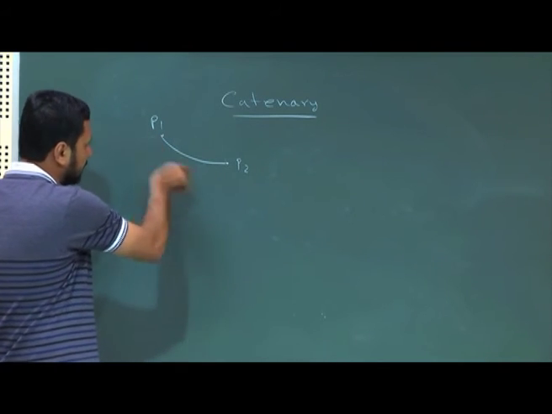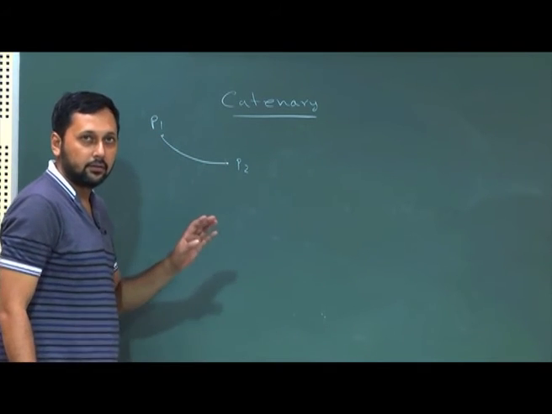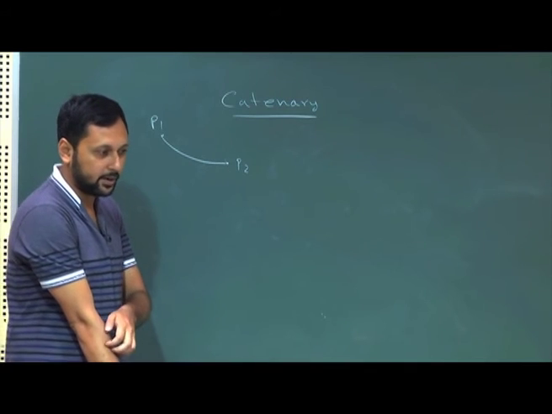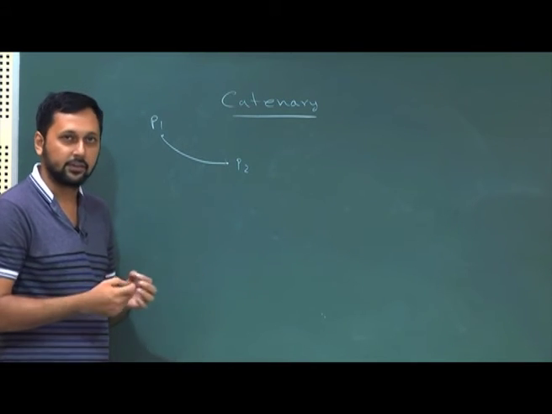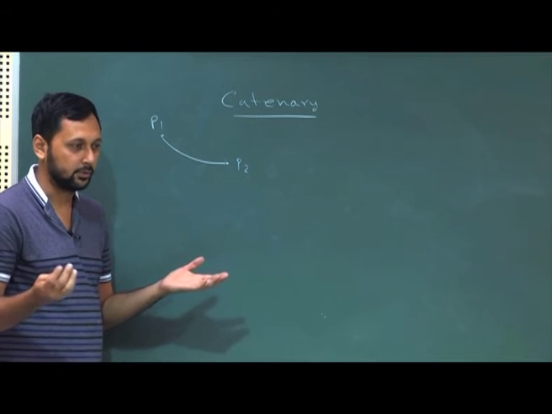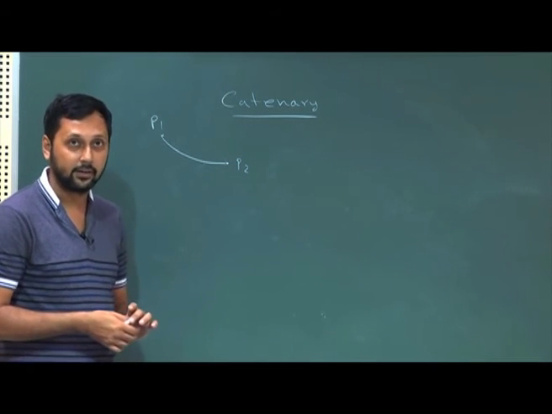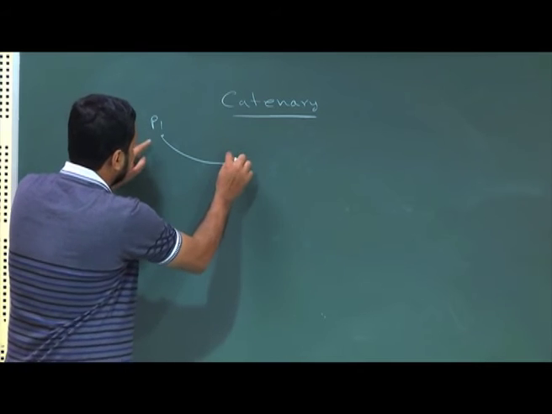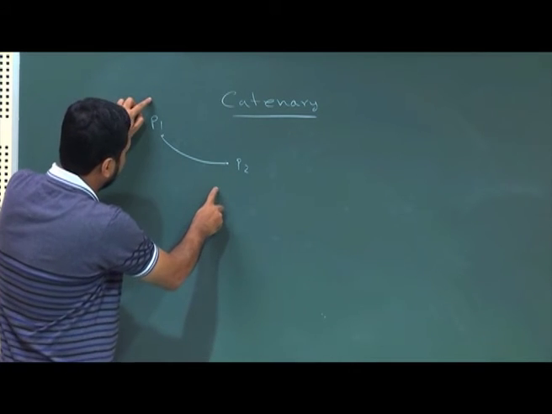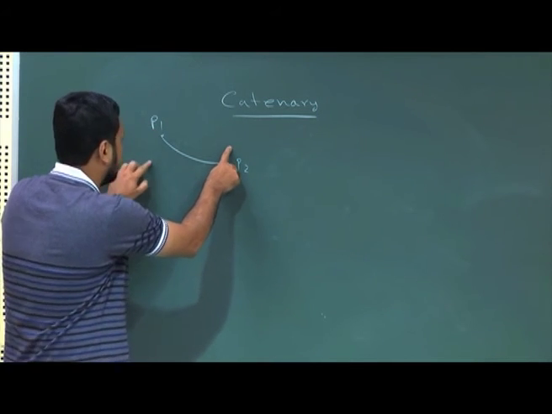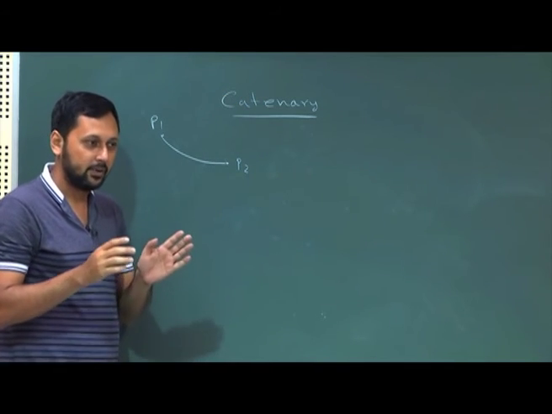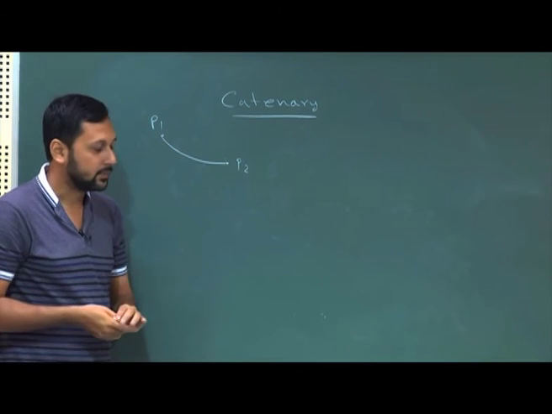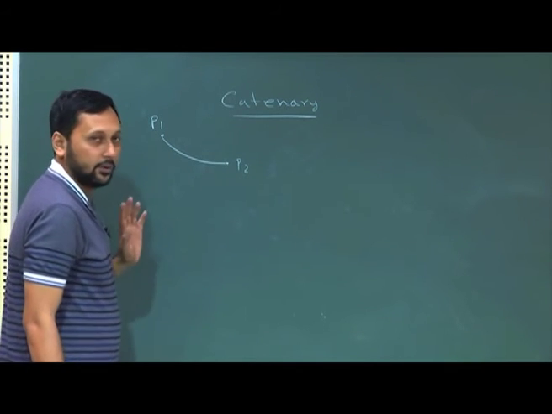So, it will trace out some curve. If it is a uniform chain, a uniform thread, a rubber pipe, or made of steel, it does not matter. If the points are at the same level, or if P1 is up and P2 is down, or P1 is down and P2 is up, it does not matter, it will still follow the same type of equation. And we have to derive this equation.